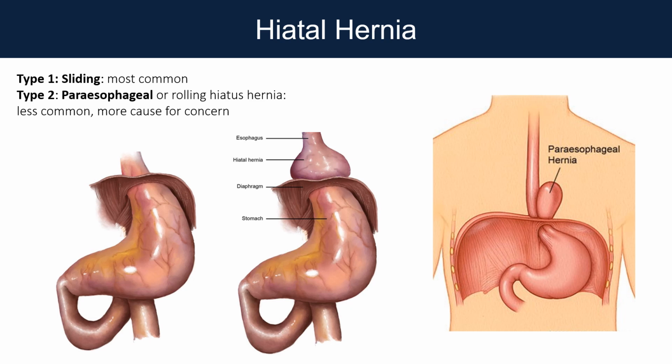So it doesn't tend to be too troubling, and sometimes the patient doesn't even know they have it. Type 2 is paraesophageal, also called rolling hiatus hernia. This one is less common, but it has more potential for complications, because unlike the sliding hernia, it doesn't go back down. This little piece gets up in here and it stays there. So it can cause strangulation, and the blood flow can stop. It can keep pockets of food in there and it becomes rotten. So we don't want any hernia, but we definitely don't want the paraesophageal hernia.